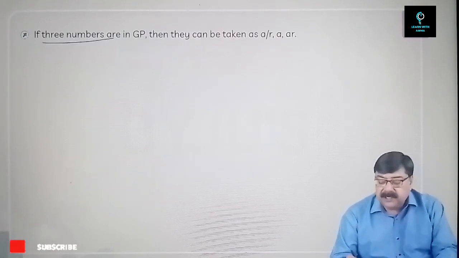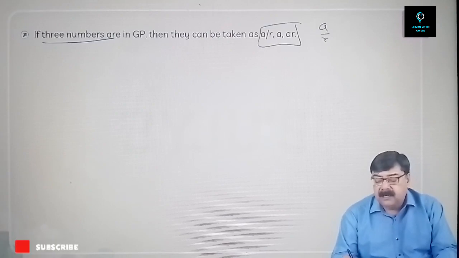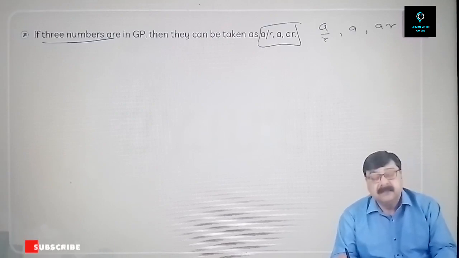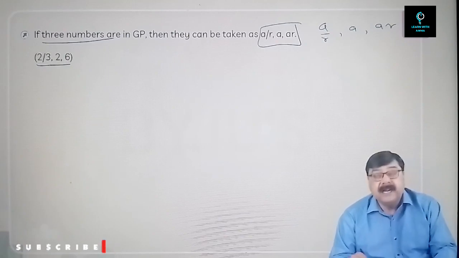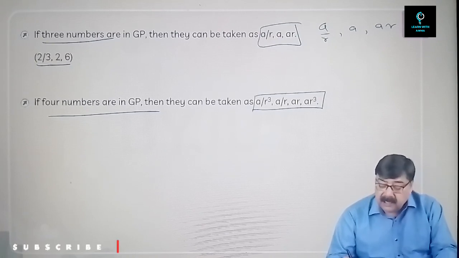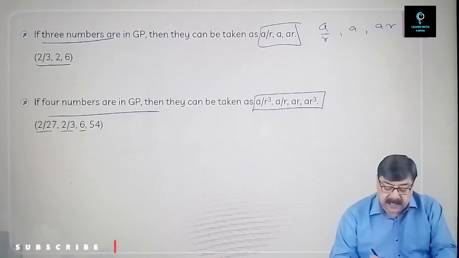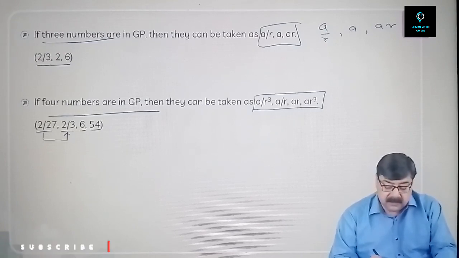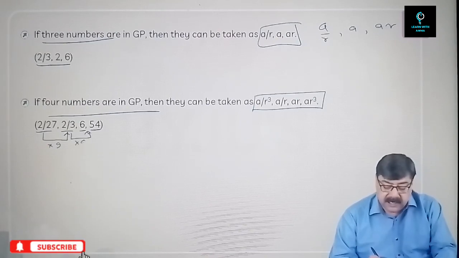Now the three numbers in a GP can be written as a by r, a and ar, like 2 by 3, 2 and 6. If there are 4 numbers, then they can be written as a by r cube, a by r, ar and ar cube. That is 2 by 27, 2 by 3, 6 and 54. Thus multiplying with 9 each time.